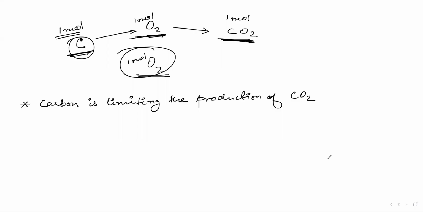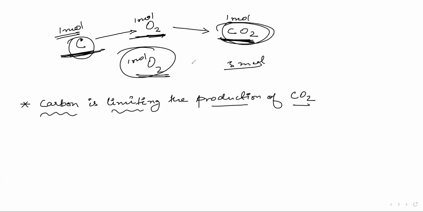Okay, so I can say now carbon is limiting the production of CO2. So carbon is the culprit. Carbon is limiting the production. If carbon was more, there would be more CO2. Carbon is also determining the amount of CO2 that will be formed, right? Because carbon is less. No matter how many more molecules, even if I have 3 moles of O2, only 1 mole of carbon dioxide will be made. In this particular scenario, carbon is limiting the production of CO2.